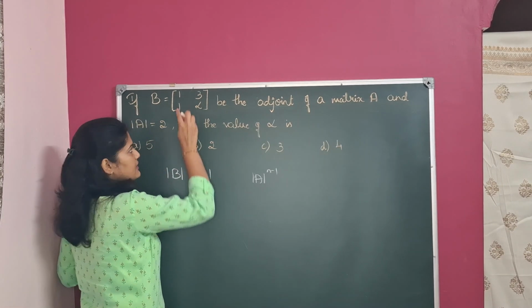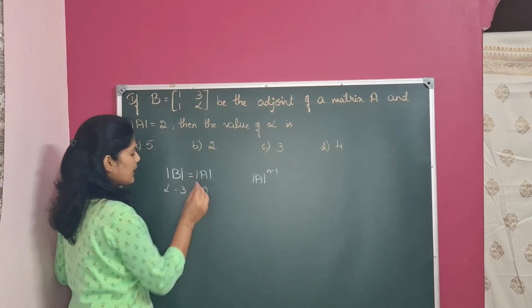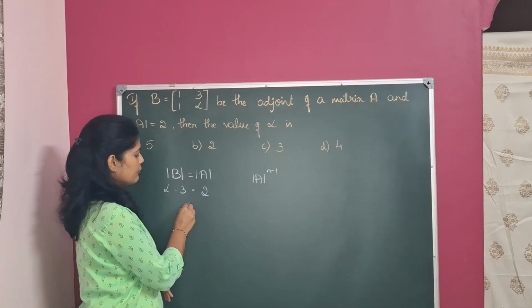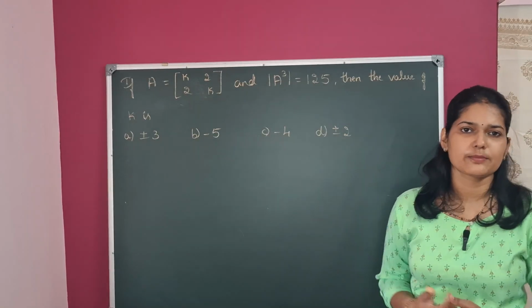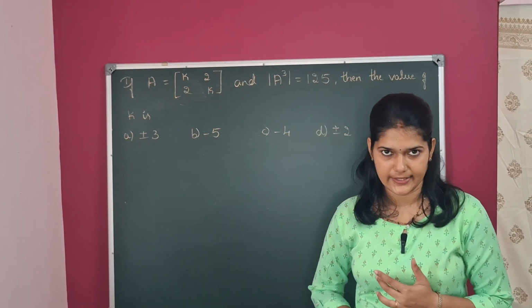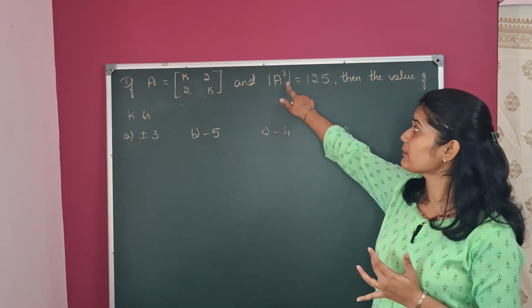That means the value is 2. If we simplify this determinant, it will be alpha minus 3 is equal to 2. Therefore, the value of alpha is 5. That is option A.